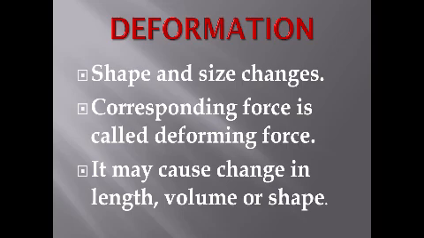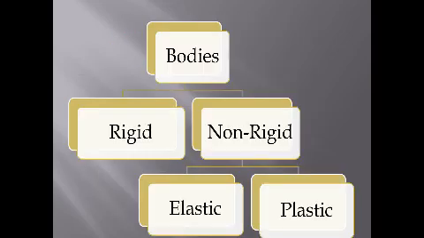But how is this change possible? This change is possible due to an external force. The corresponding force is called a deforming force. If any external force applied to a particular material is responsible for the change in the material's shape or size, it is known as a deforming force. It may cause a change in length, volume, or shape. Okay, so now we will move to the next slide.